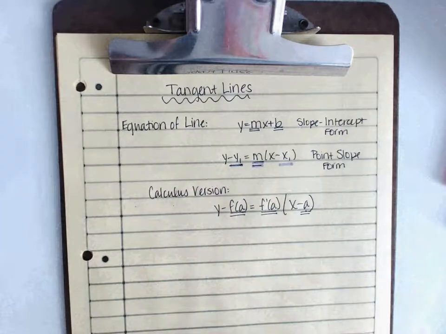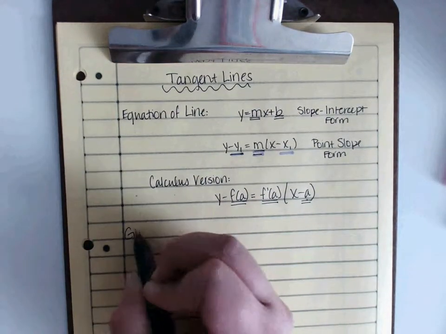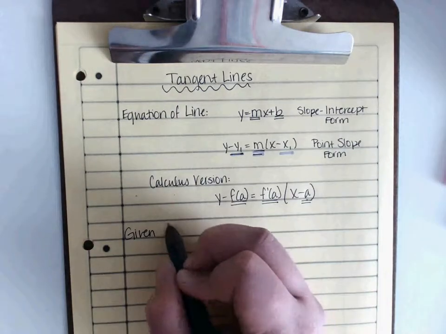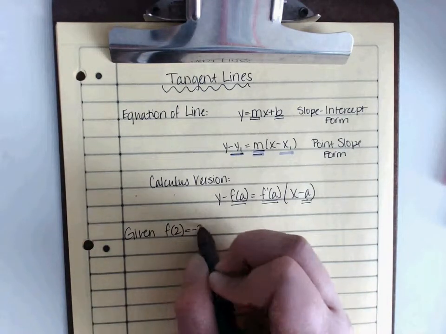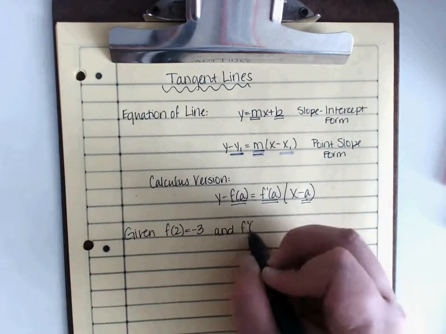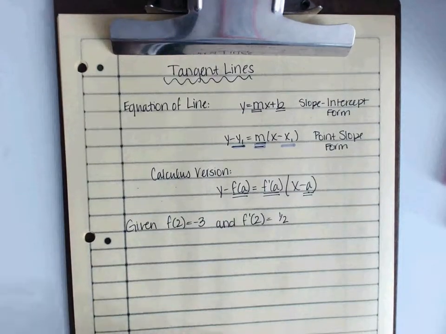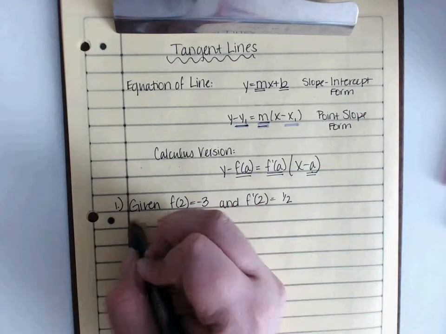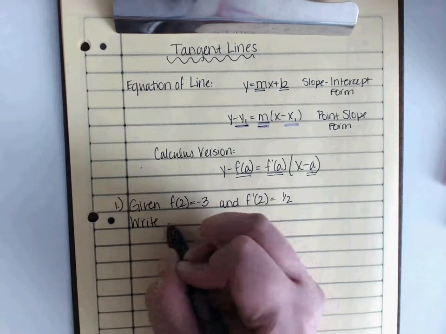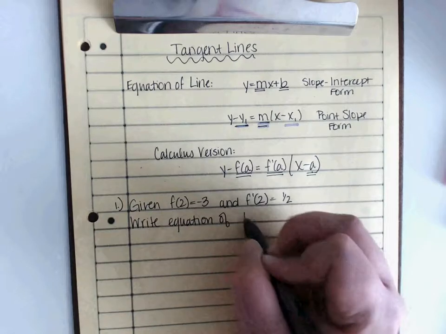So a is your x value, f prime of a is your slope at your x value, and f of a is your y value at your x value. Okay? So let's say that you are given that f of 2 is negative 3, and f prime of 2 is a half. Okay, so this is your first example, number 1. Let's say that you're asked to write the equation of the tangent line.